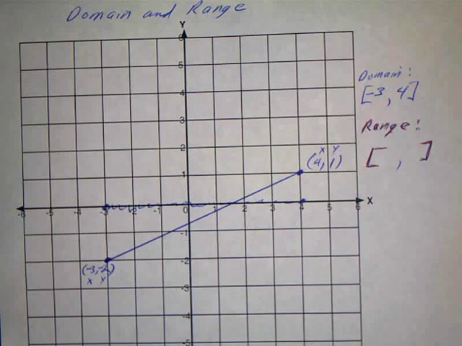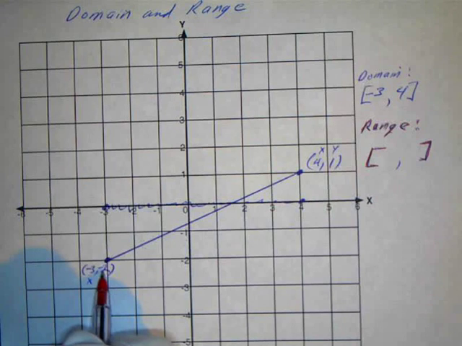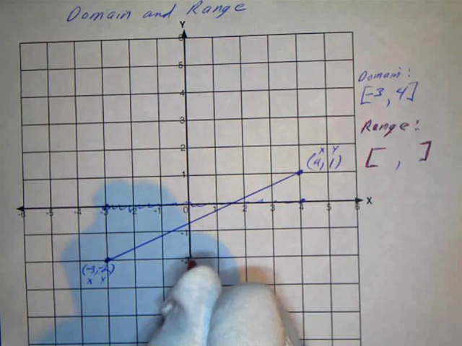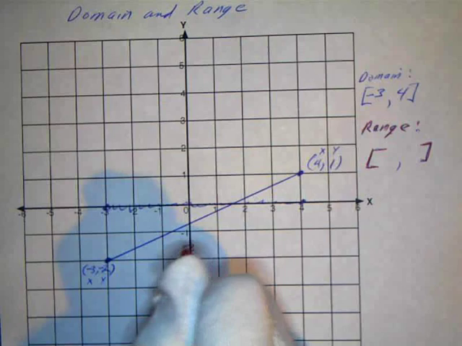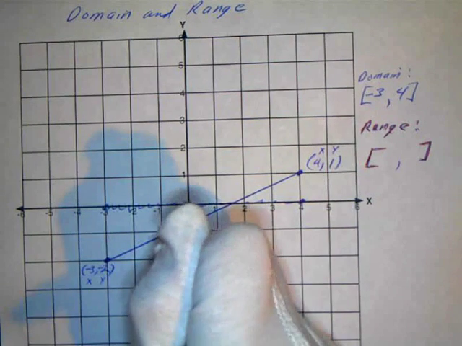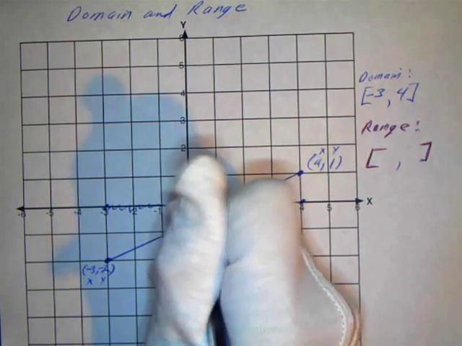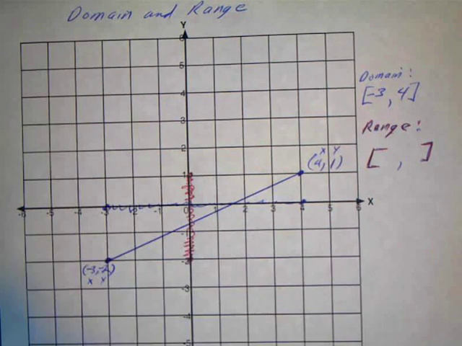Now the range is the same thing, if you were in an elevator: all the y values. In other words, my y values are going from -2 all the way up to 1, including those, so I could mark it like this. Those are all my y values.